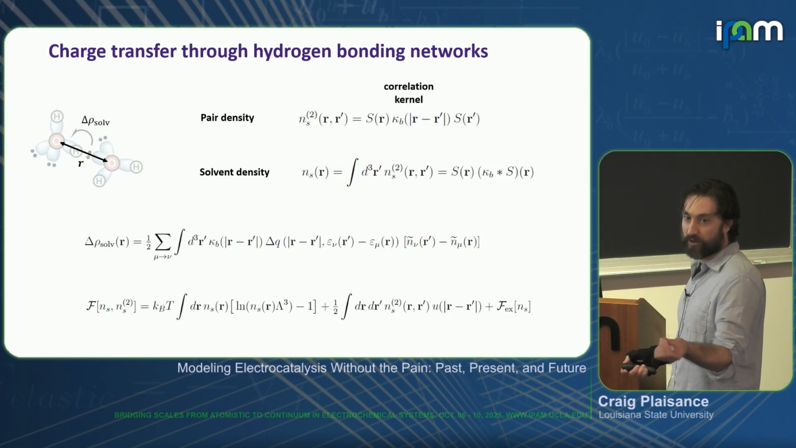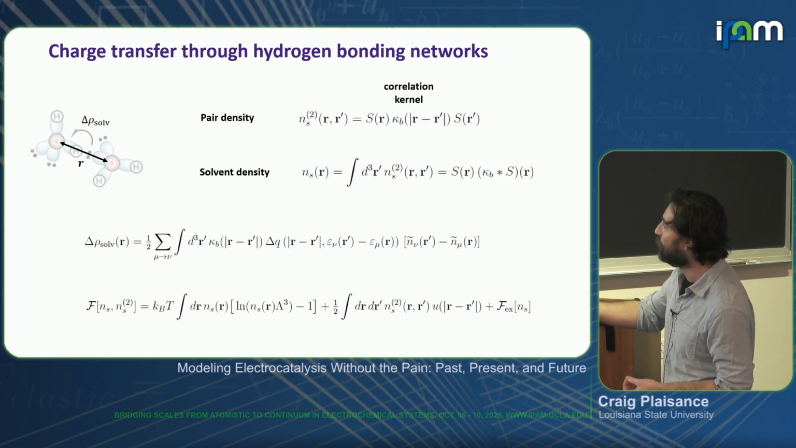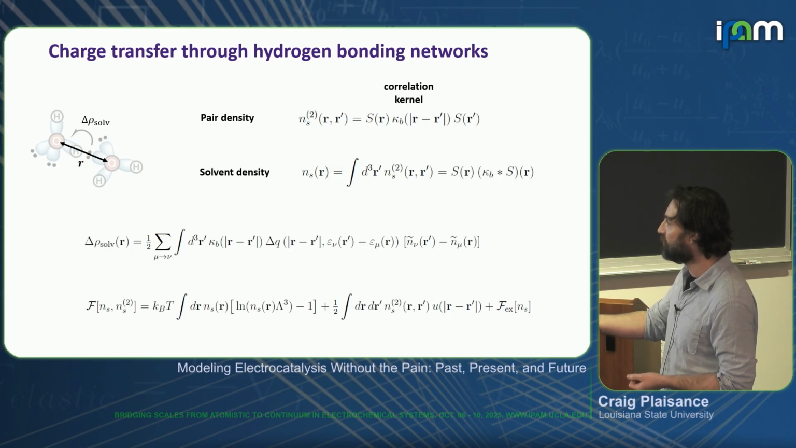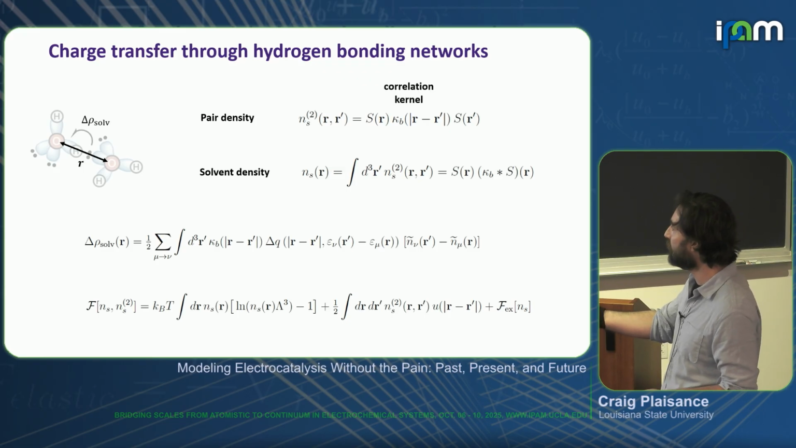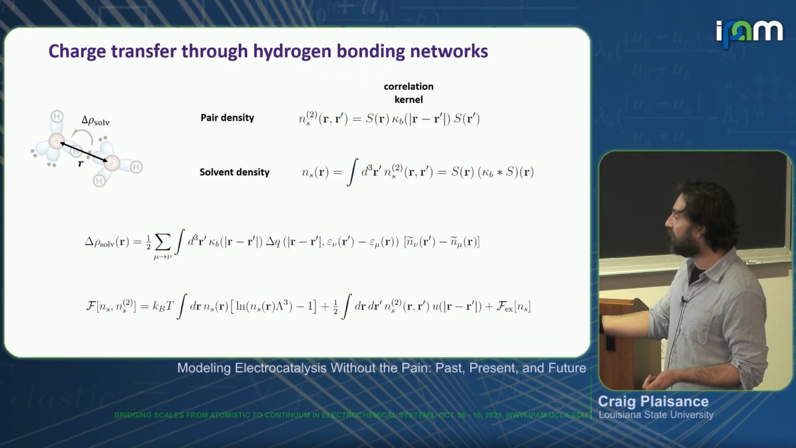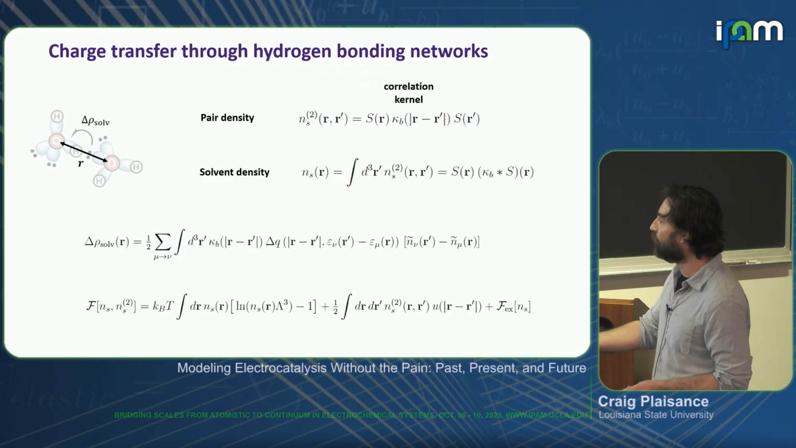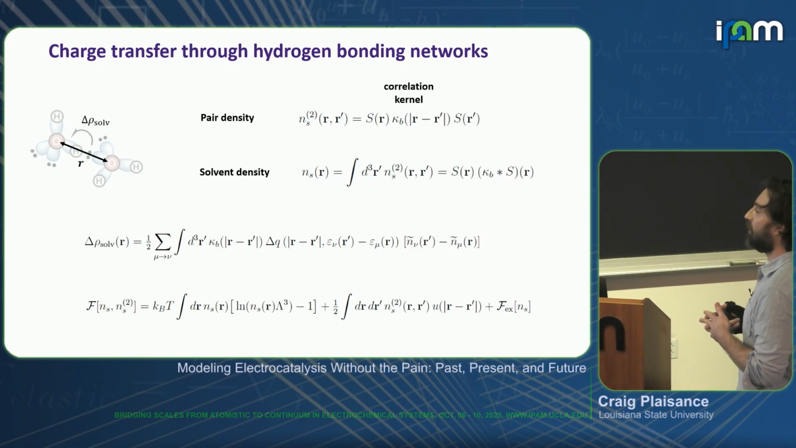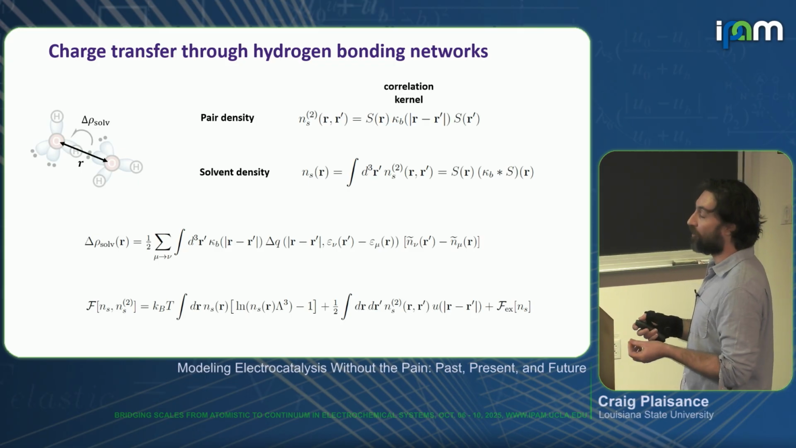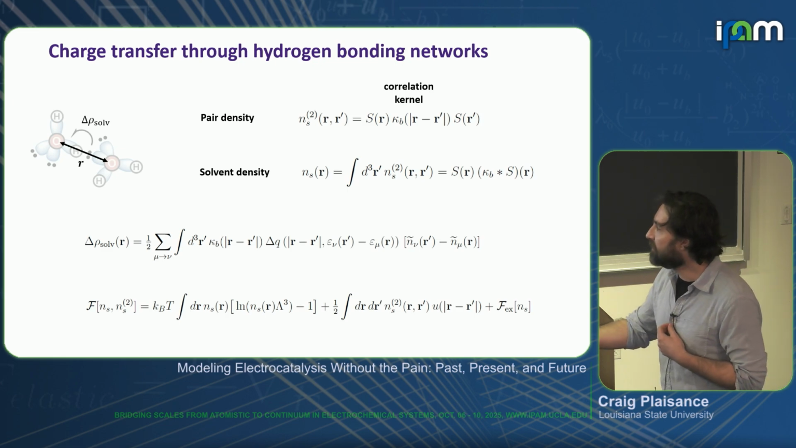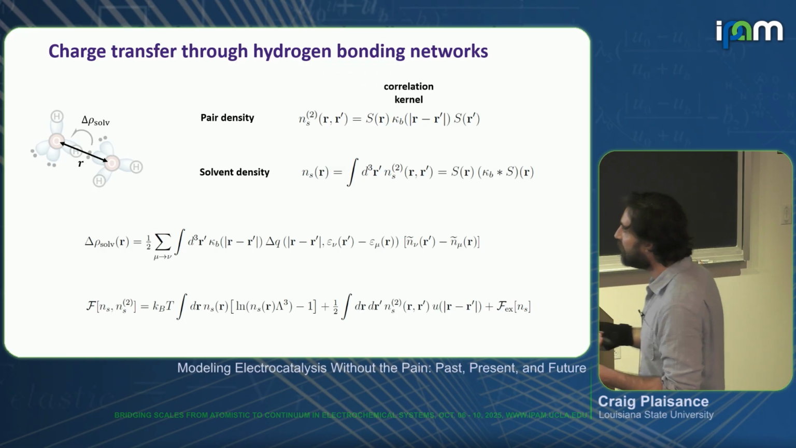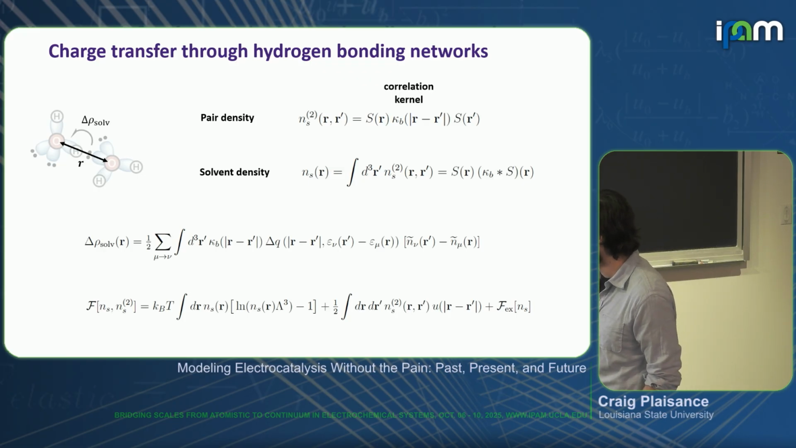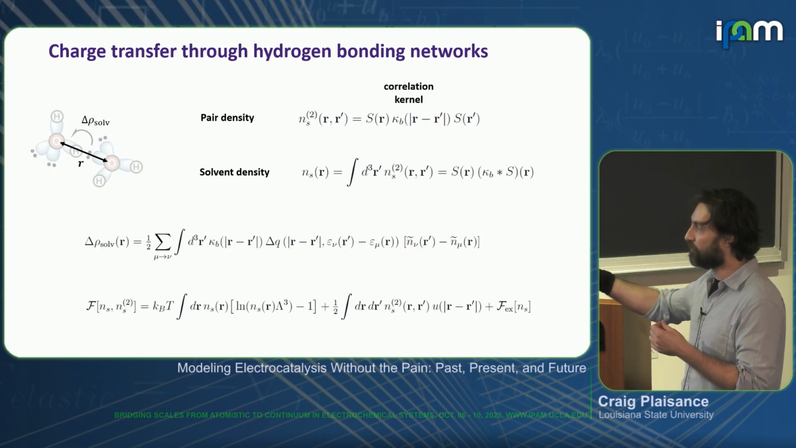This S function is just a field over all space. And when we do this convolution, we get this pair density. And we can get the single solvent density just by taking the marginal of this, integrating over one of the coordinates. And then we can plug all that into this free energy functional. The one other thing we get is the amount of charge that's transferred in these interactions. So this is the amount of charge that's transferred from this orbital to this orbital when these two water molecules are in this particular configuration. And we also parameterize this with a function called delta Q that depends on the distance between these water molecules.